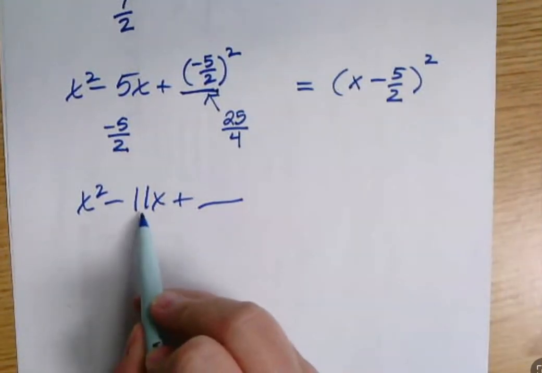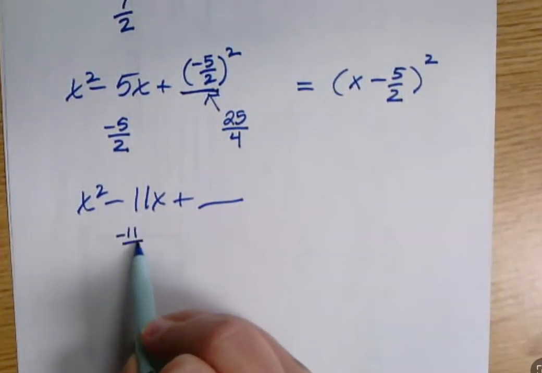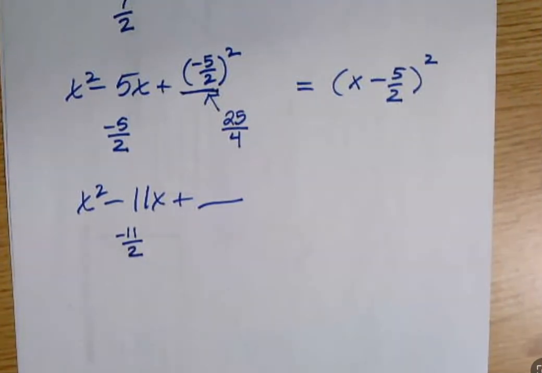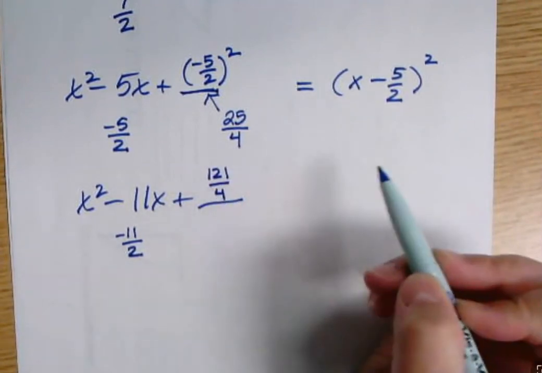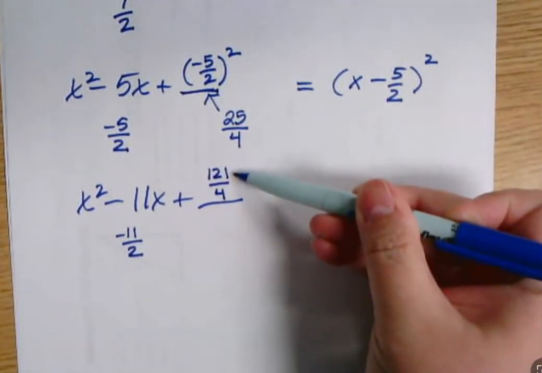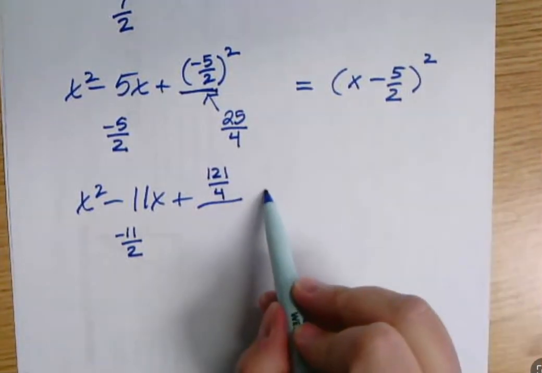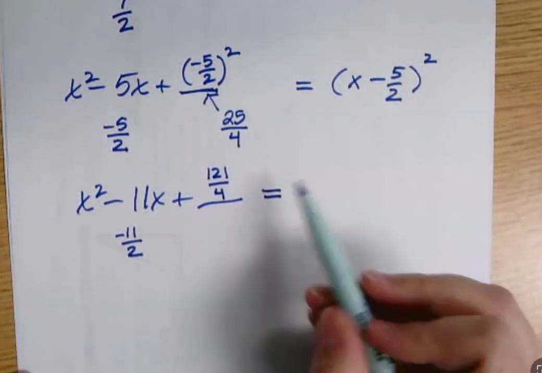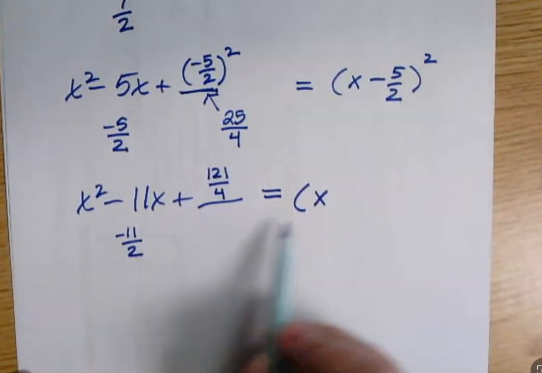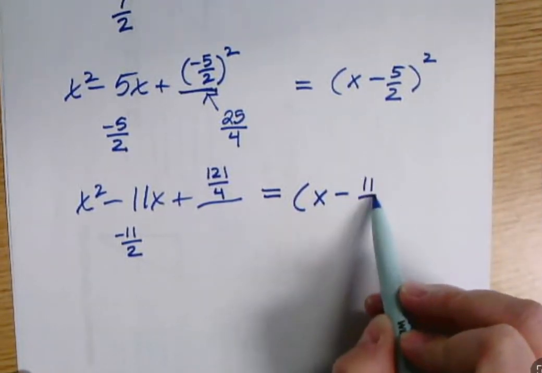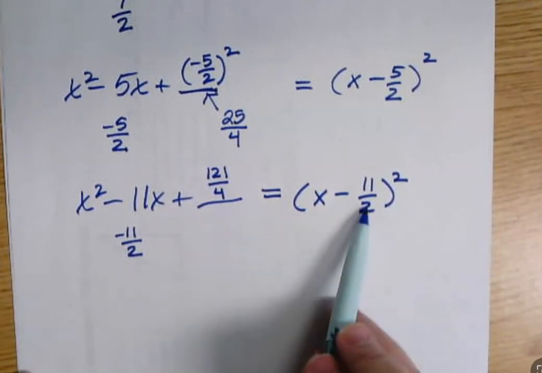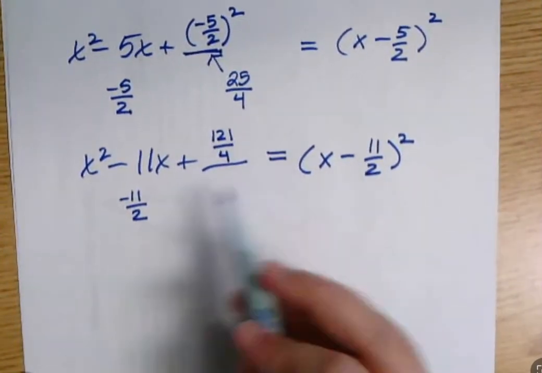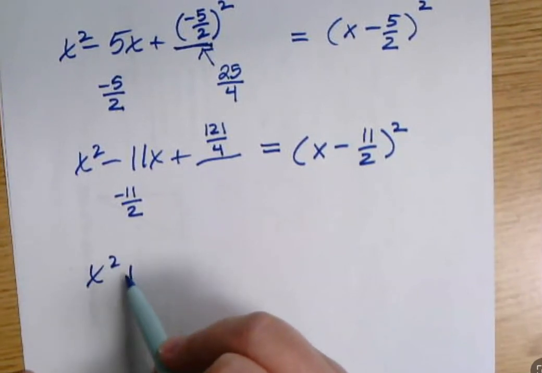Okay, so b is negative 11, so half of b is negative 11 over 2. Negative 11 over 2 squared is 121 over 4, because negative 11 times negative 11 is 121. 2 times 2 is 4. It's okay that that's a fraction. Just leave it. That's fine. And over here, that becomes x minus 11 halves squared. Whatever I got when I took half of b, that's what goes here. Let's do one more like that.